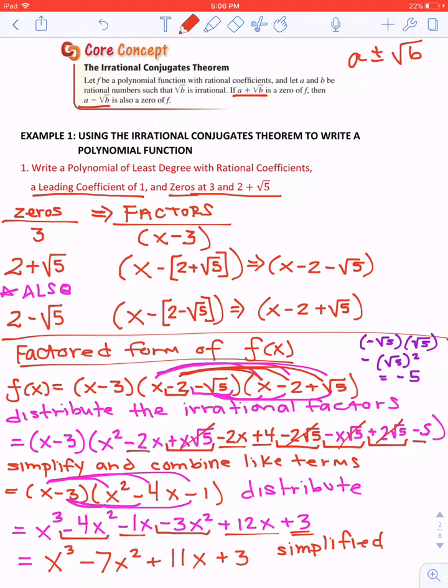Am I done? Is this a polynomial? Yes. Rational coefficients? Yes. Leading coefficient of 1? Yes, there's only one x cubed in the front. Zeros at 3, 2 plus root 5. I used my conjugates theorem to find the 2 minus root 5. There are 3 zeros, therefore I should have an x cubed as my first term, and it is, and done.